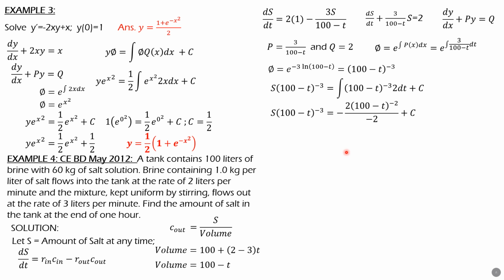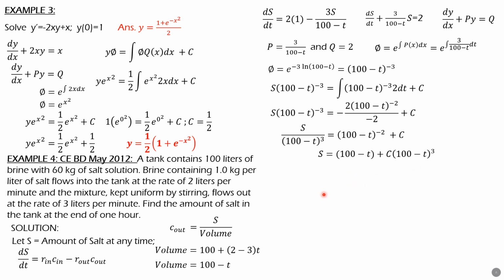So simplifying that, S times 100 minus t to the negative 3 is equal to this, and we cancel the negative 2. So this is S over 100 minus t cubed equals 100 minus t to the negative 2 plus c. Then cross multiply, multiplying the right side by the quantity 100 minus t cubed. So that is S equals 100 minus t to the 1 plus c times 100 minus t cubed.